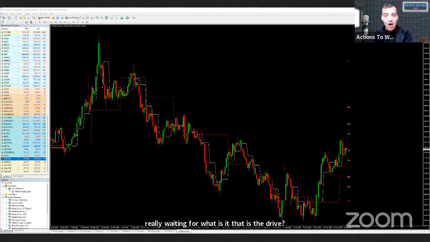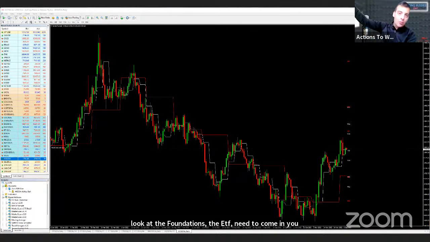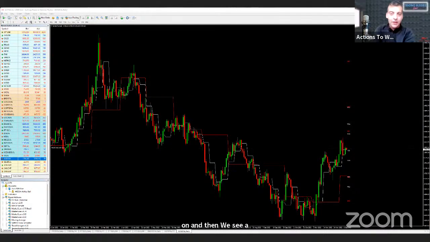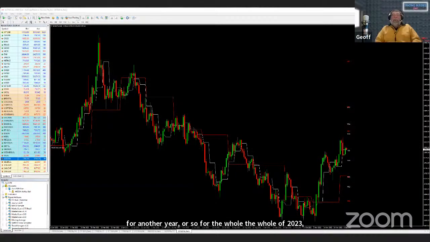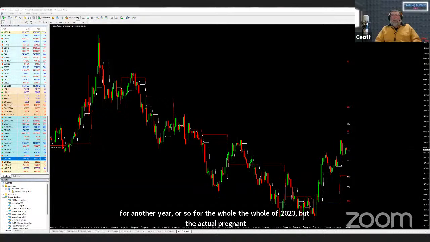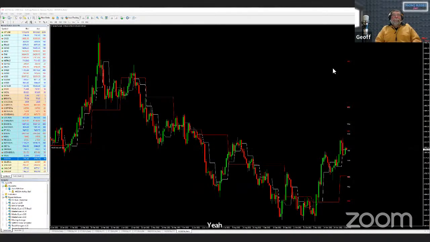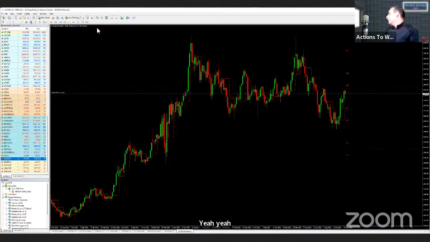I suppose maybe the foundations are that central banks have been buying gold. Maybe that's the foundation, and the ETFs need to come in to put the last block on, and then we see a long move with gold. Gold going up for another year or so, for the whole of 2023. But it can go a long way before it takes out what I call the big boss, which is still the double top. It's got a long way to go before it takes that out. So that's still entirely possible.